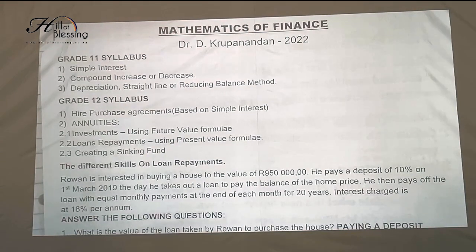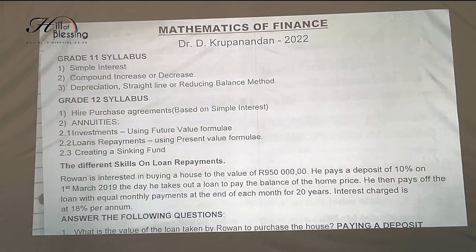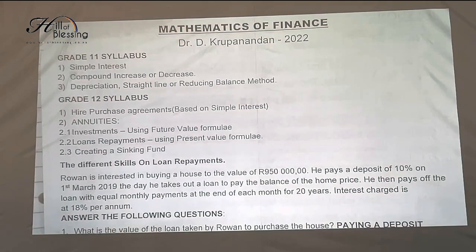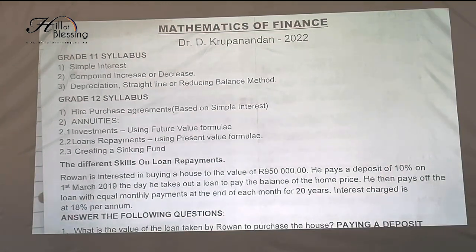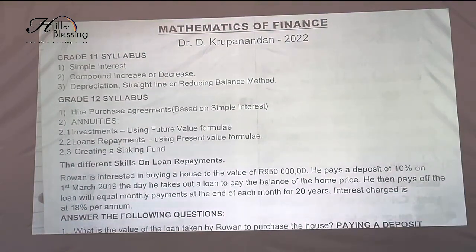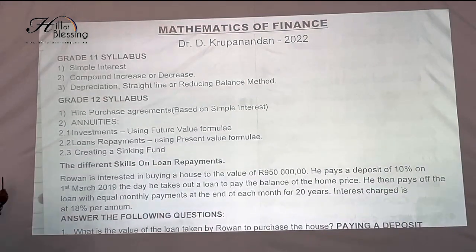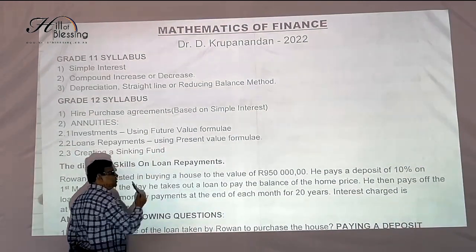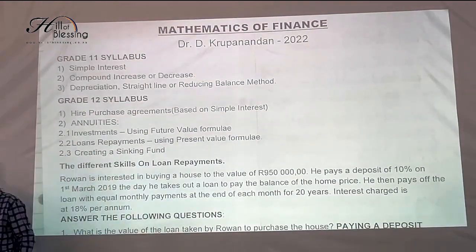All right? So here we say, simple interest, we've done. Compound increase and decrease, we've done. Depreciation, straight line, or reducing balance method, we've done. And now we're going on to grade 12 work, and the hire purchase, which is based on simple interest, and now we're on bullet number 2, and that is annuities. And that's where we are in today's lesson. We're doing what you call investments. And that's the first example that we have done.